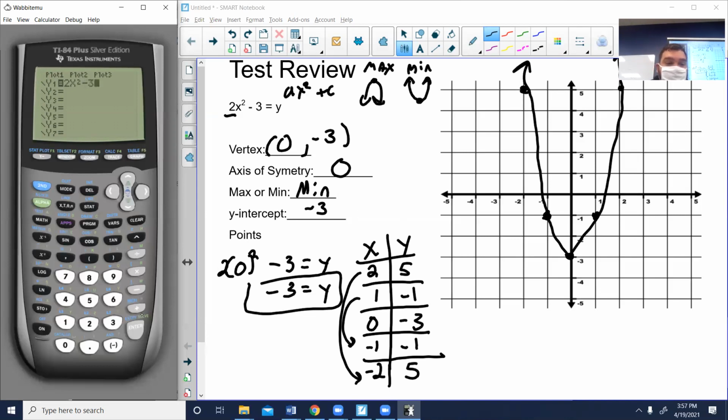Minus 3. Wait, hold on. The calculator gives you every answer. How do you get that up? Don't worry about that part. And then I just click enter? No, enter will just get you to the next line.